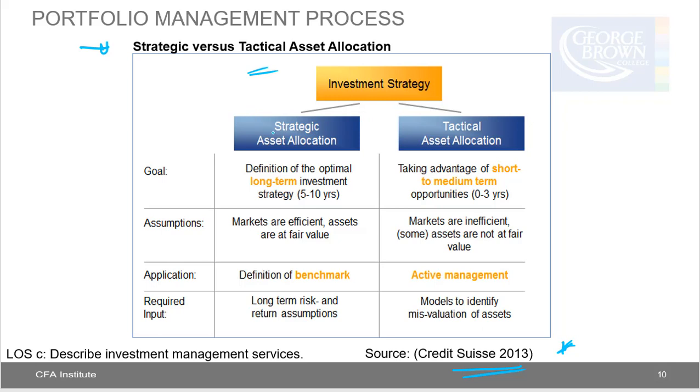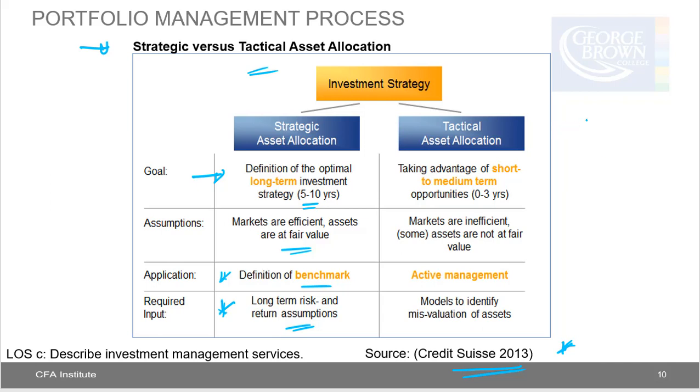So over here on the left-hand side, we've got strategic asset allocation. The goal is definition of the optimal long-term investment strategy, that's 5 to 10 years. And the assumption is that markets are efficient and assets are fair value. So the application is define the benchmark, okay, and perhaps replicate it. And the required input is long-term risk and return assumptions.